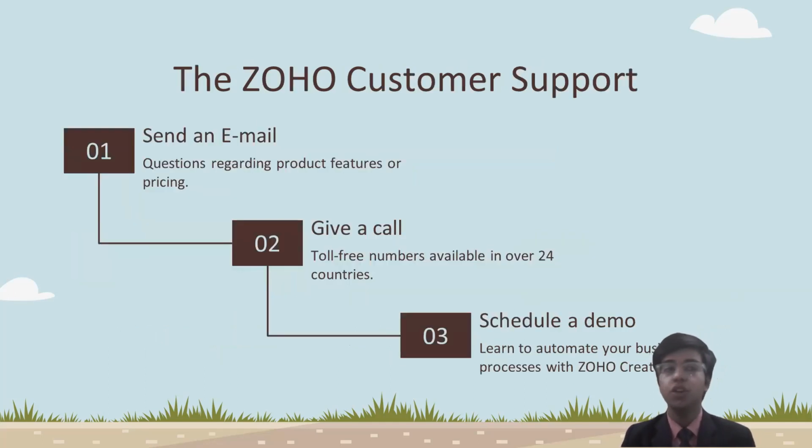Now the Zoho customer support. No good business can be run essentially without good customer support. Now, for any problems arising for Zoho customers, they can send an email and ask questions regarding product features or pricing. If they feel that their queries have not been solved, then they can give a call on the toll-free numbers available in over 24 countries. And these numbers provide services in most major languages. And still, if they feel that their problems have not been sorted, then they can schedule a demo with the Zoho customer team, and they will give a live demo and tell how the Zoho subscriptions can be customized according to this particular business.